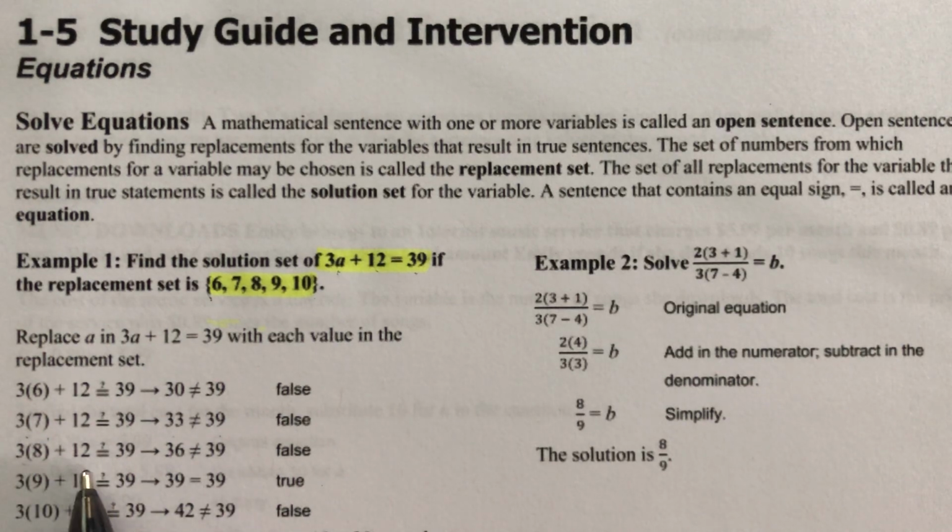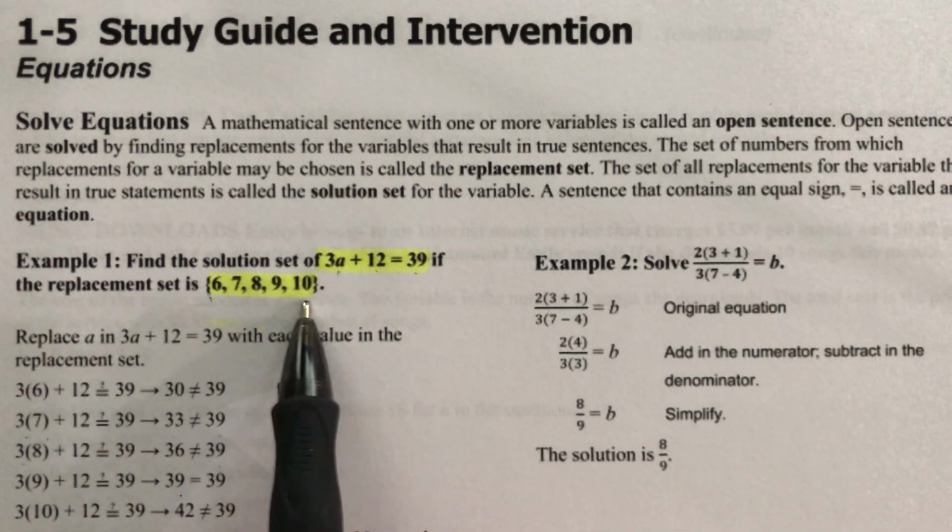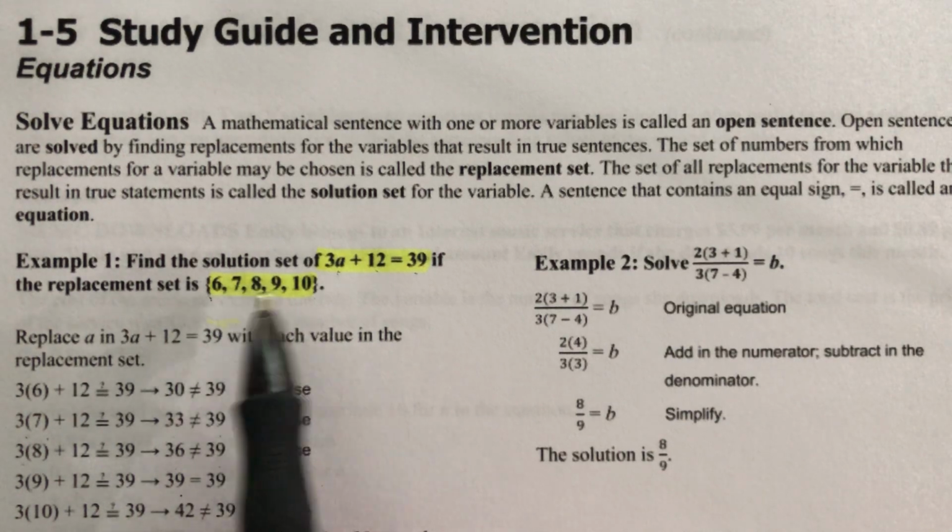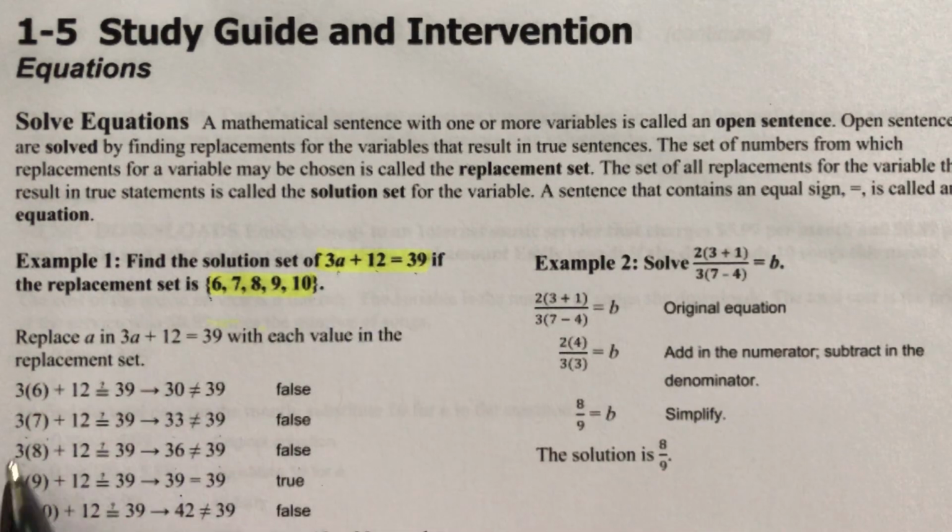3 times 8 plus 12 equals 36. That is not equal to 39. Still not a solution. 3 times 9 plus 12 equals 39. So that is the solution, because it actually ends up being true. 39 does equal 39. That's true. So 9 works. And of course, 10 is not going to work. So the only one of these replacement set numbers that makes this a true statement is 9.